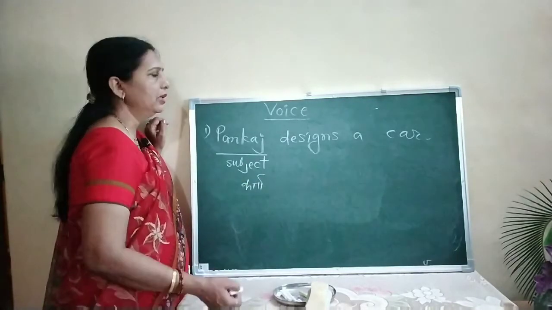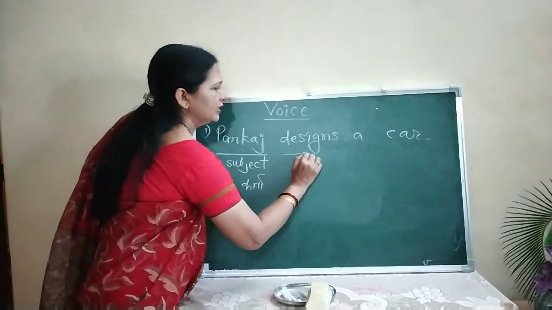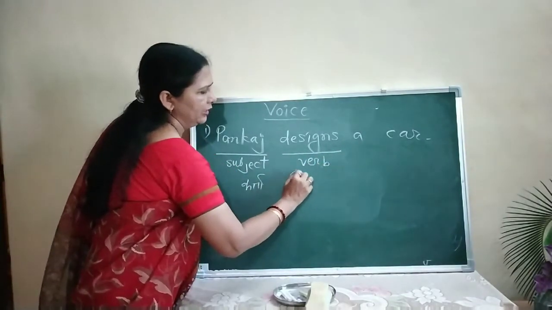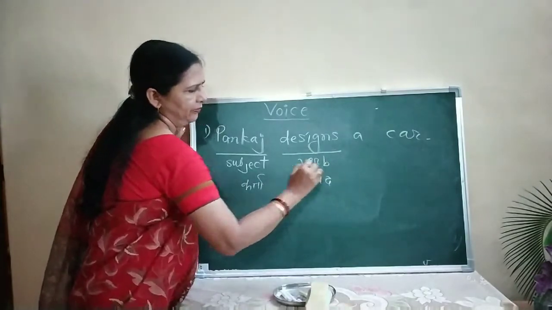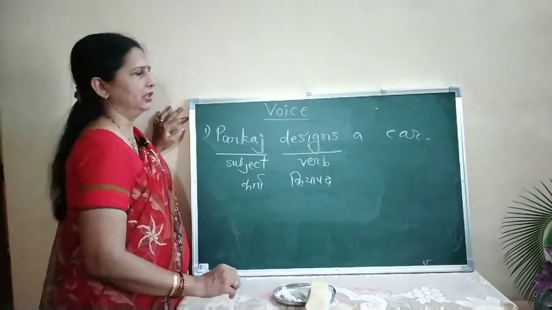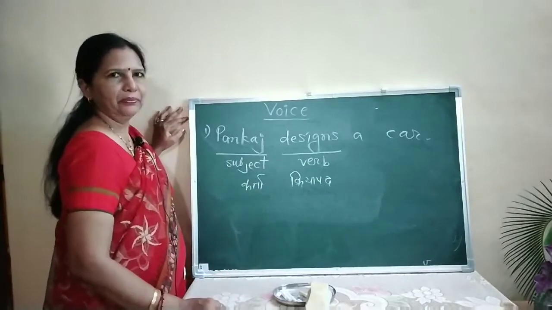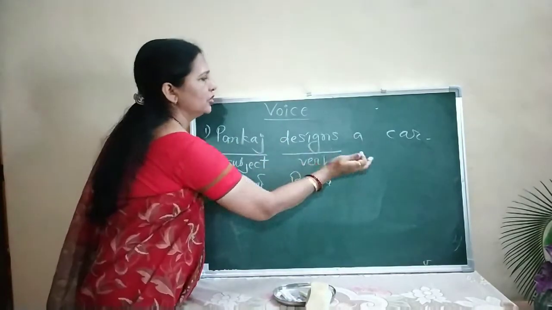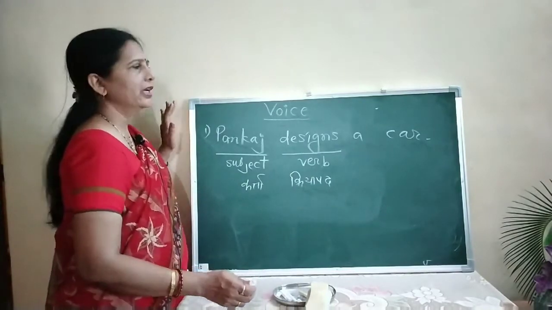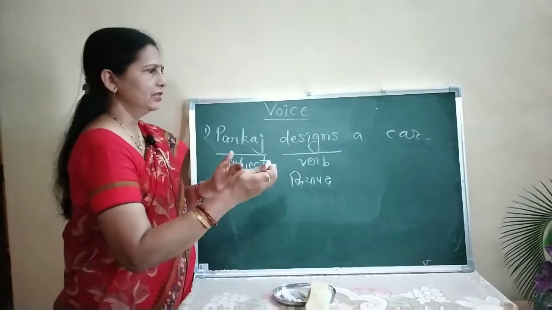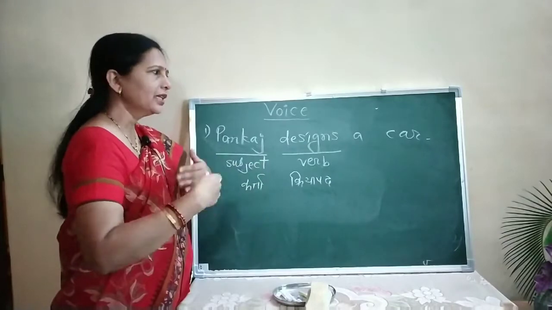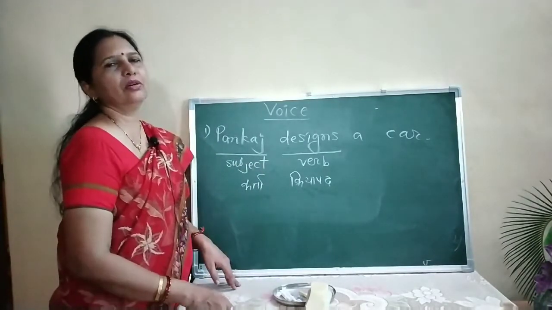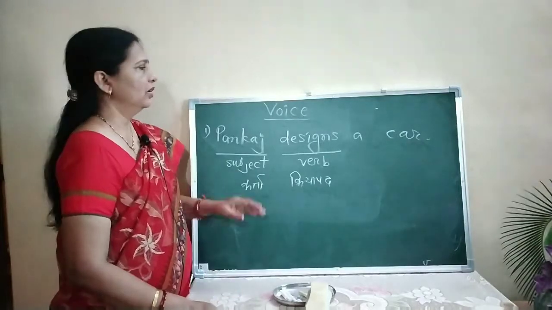Now, what is the verb? Designs is the verb. We call it क्रियापद. जे आपल्याला ऍक्शन दाखवतं. That is a verb. Now, here is a short sentence, but there may be a very long sentence. In that case also, how to identify the object in the sentence?